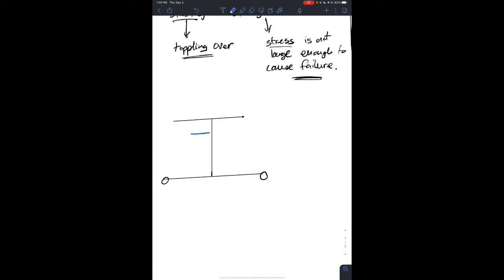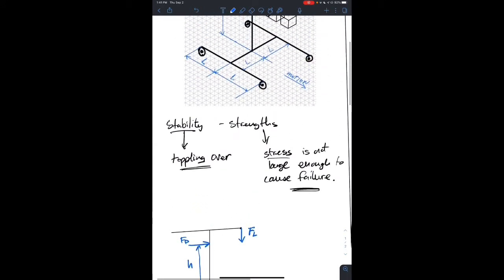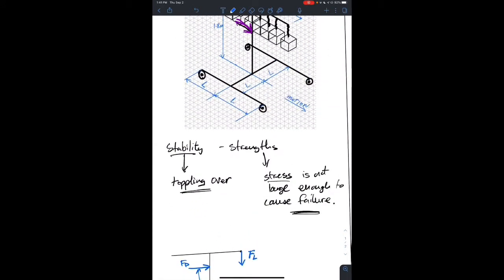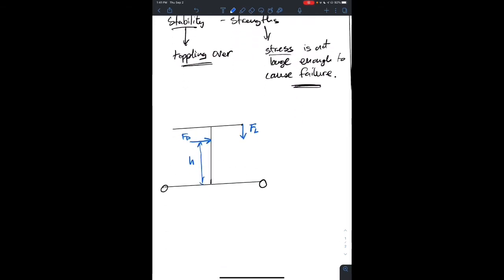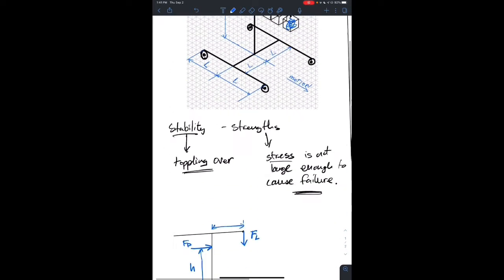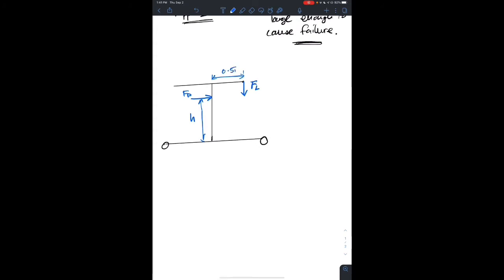We're applying a force, FP, the pushing force, and we're saying that this force acts at a distance h from the ground. In the extreme case, we have a load over here. We call that FL for load, and it's at the most extreme position, which is the outermost. Let's imagine this basket here being loaded the most. From the diagram we indicated some dimensions, so this distance is 0.5 meters.